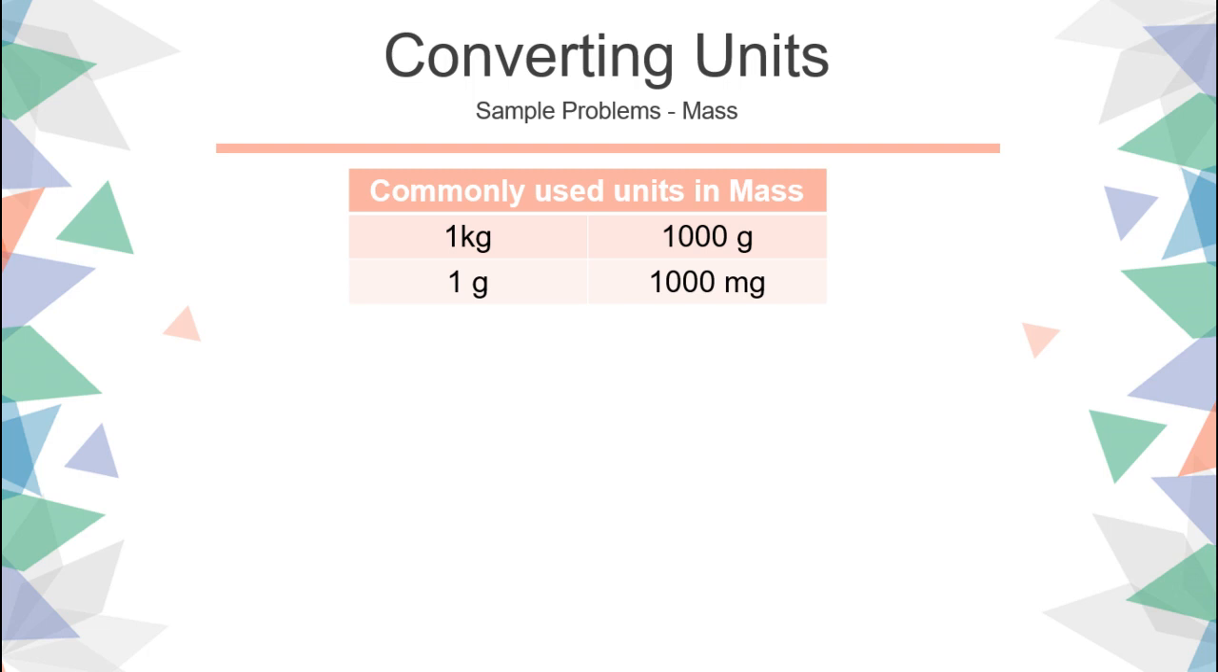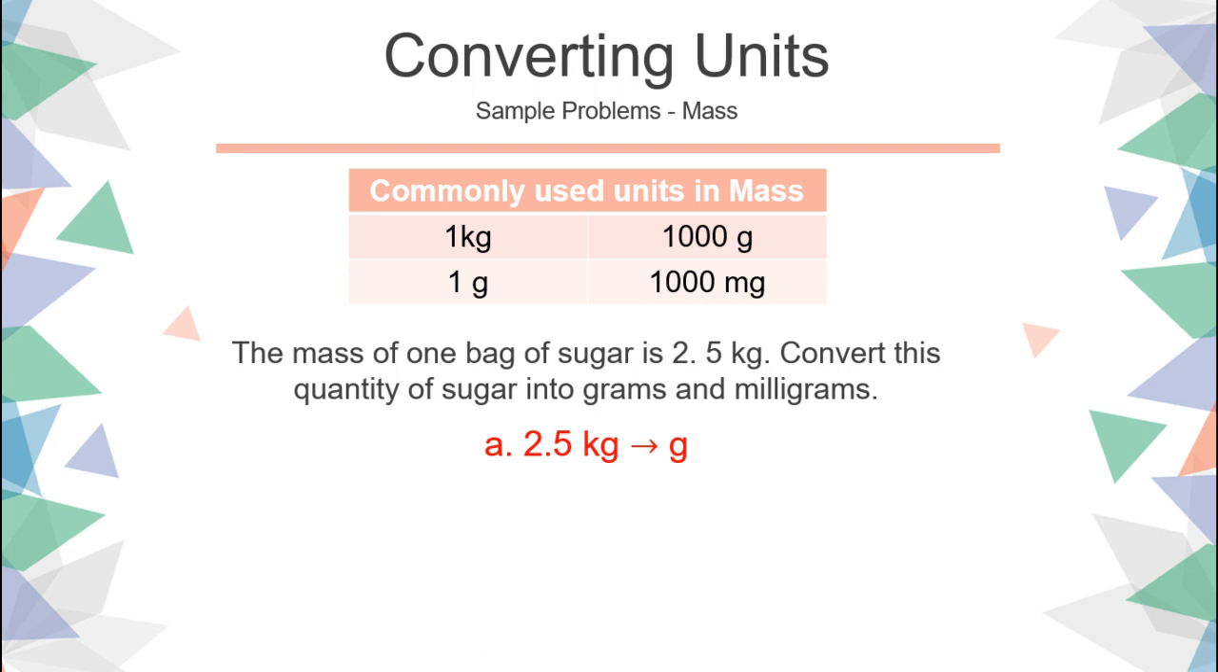In mass, what we commonly use is kilograms, grams, and milligrams, which we mostly see and are familiar with in real life settings. So for example, we are given the problem: the mass of one bag of sugar is 2.5 kilograms. Convert this quantity of sugar into grams and milligrams. So we have two desired units. The first is grams, the second is milligrams, from kilograms. For letter A, we will convert 2.5 kilograms to grams.